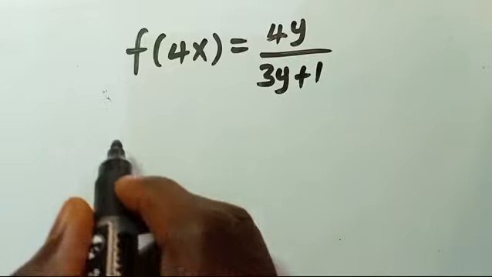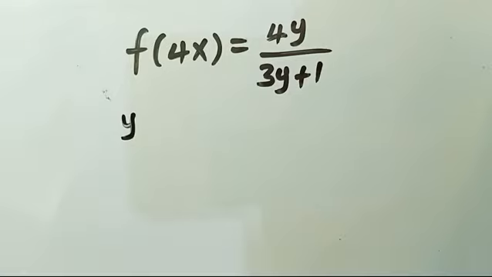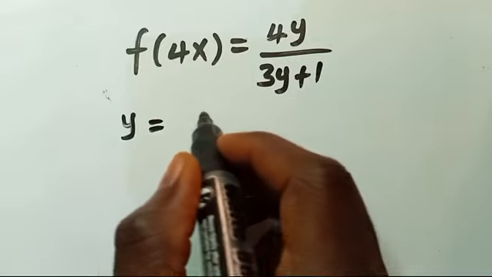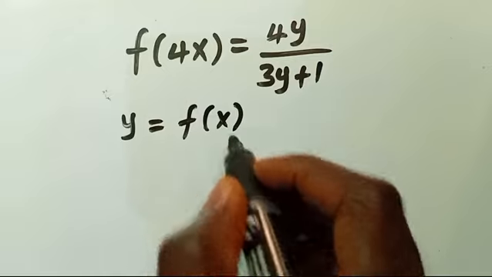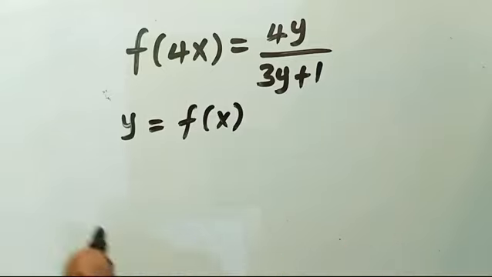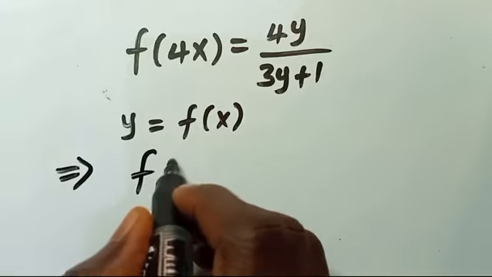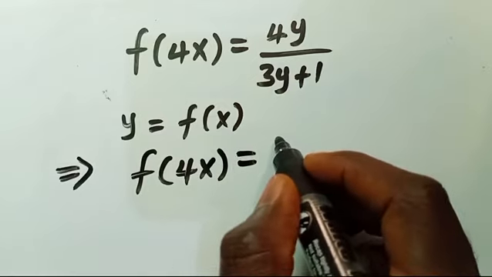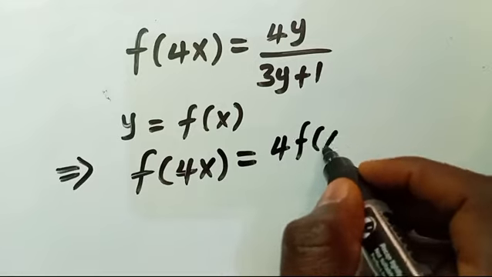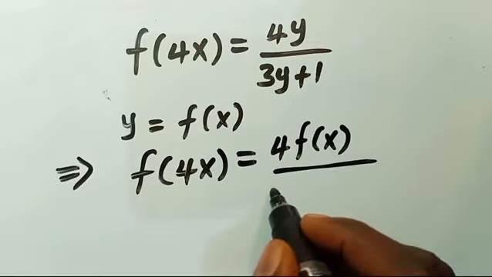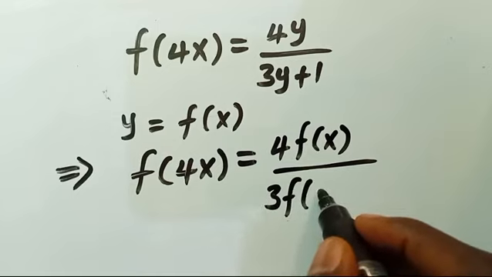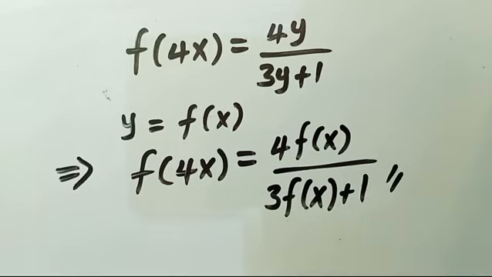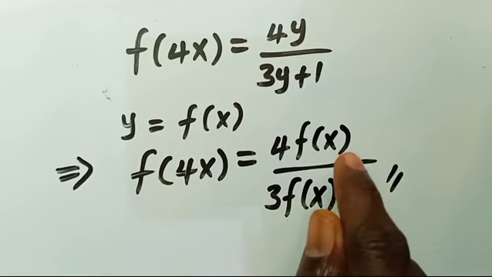Then from here, note that we have our y to be equals f of x. So therefore, we have f of 4x to be equals 4 f of x over 3 f of x plus 1. And we have f of 4x in terms of f of x.